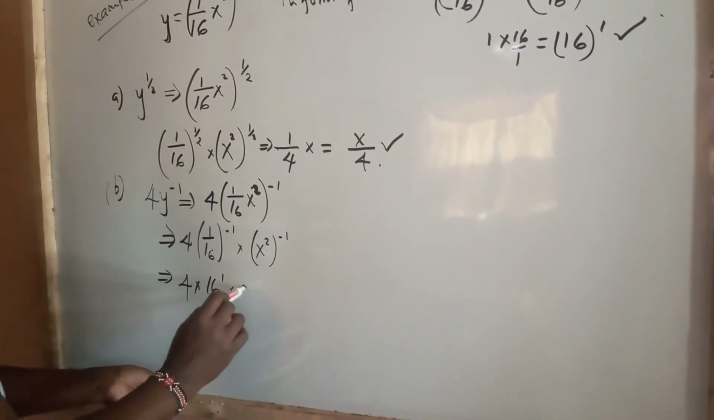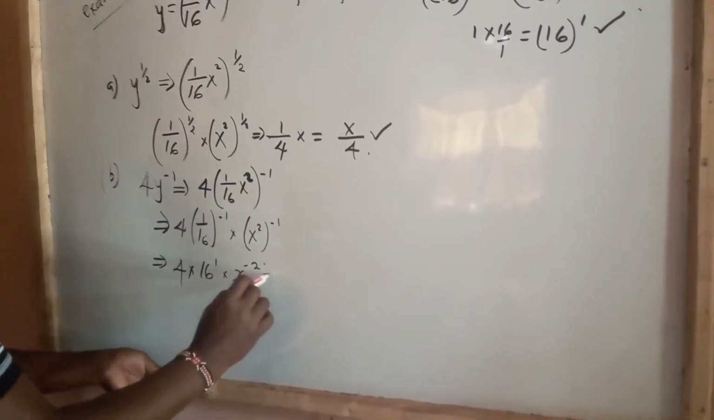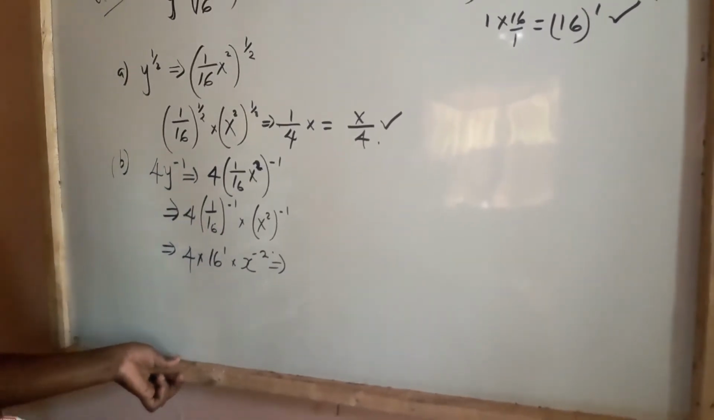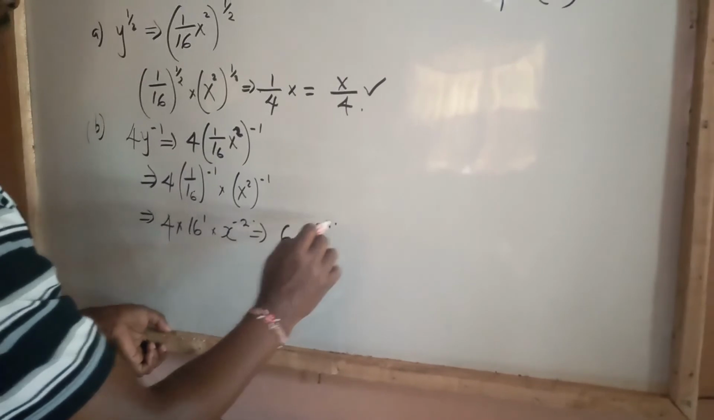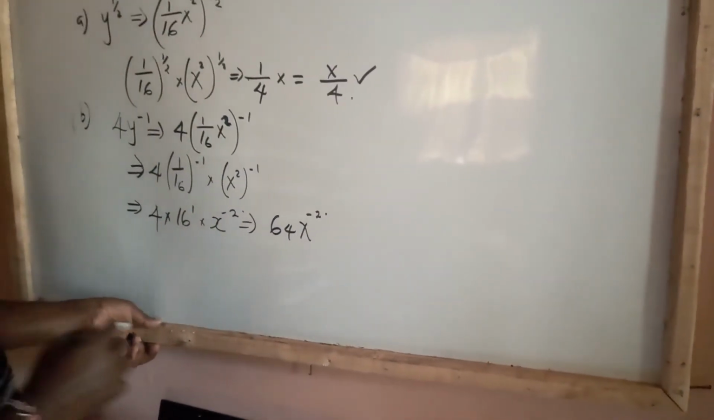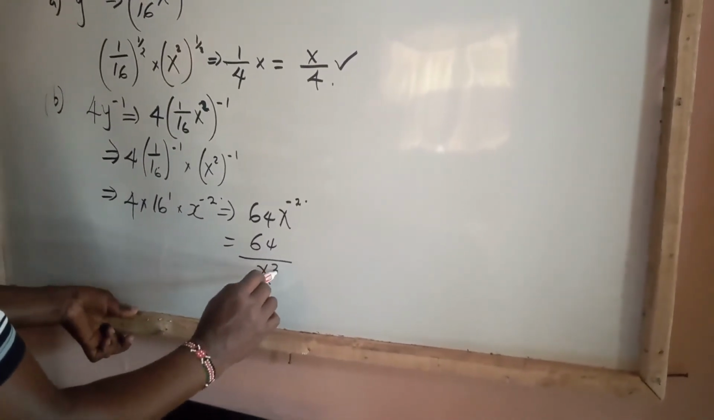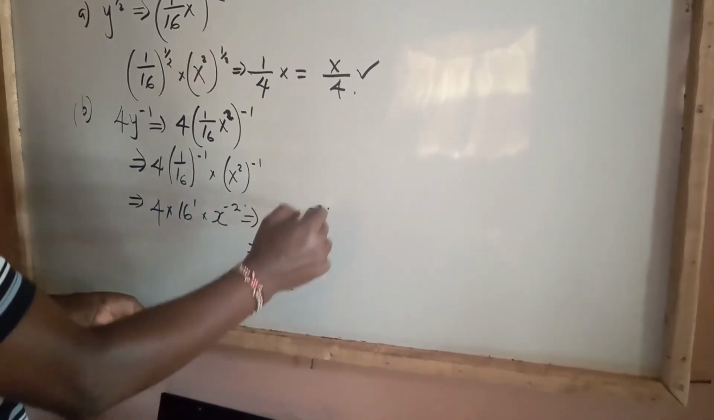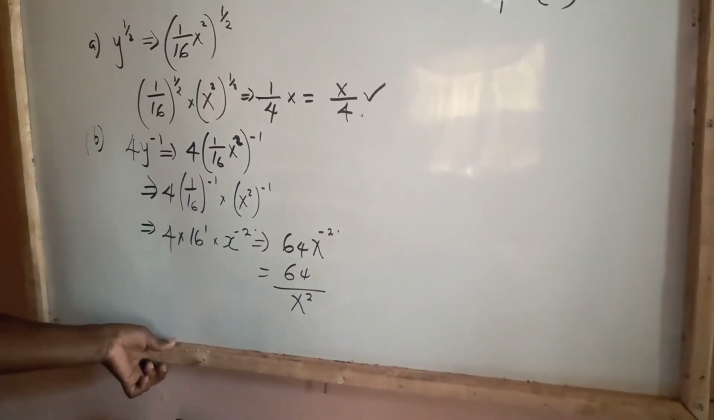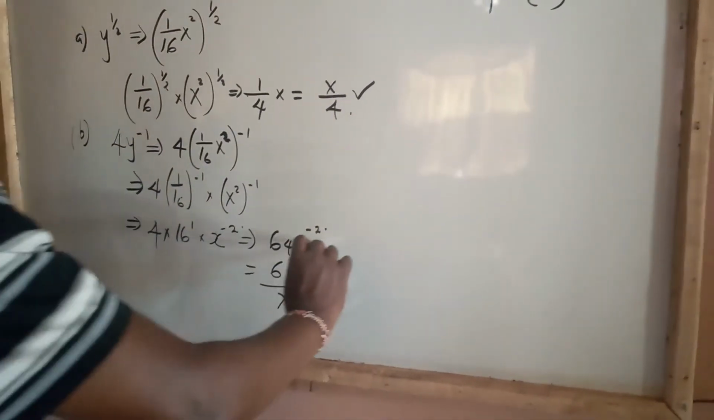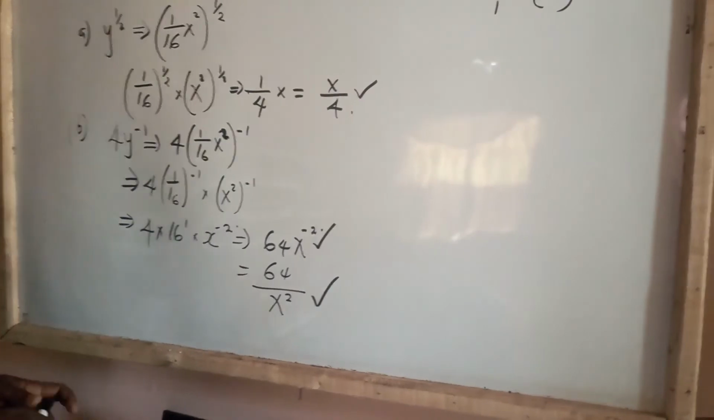Of course, times x raised to power 2 times negative 1, minus 2. What we realize from here is 16 times 4, which is 64x raised to power negative 2. If you like, you can still write 64 all over x squared, because again, when we reciprocate the part which has a negative index, when it gets to the denominator position, then the index becomes positive. Either way, those are correct answers at any level.